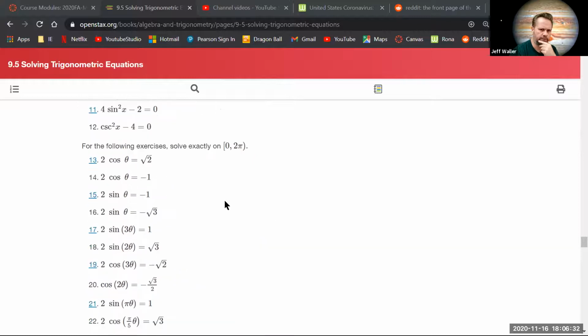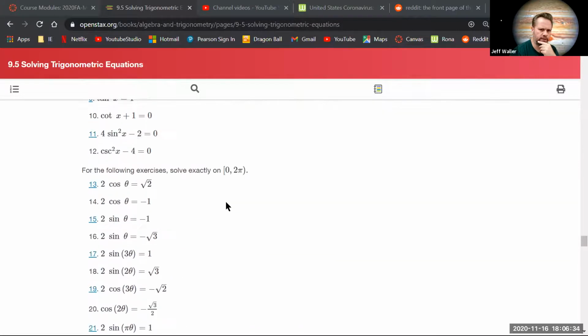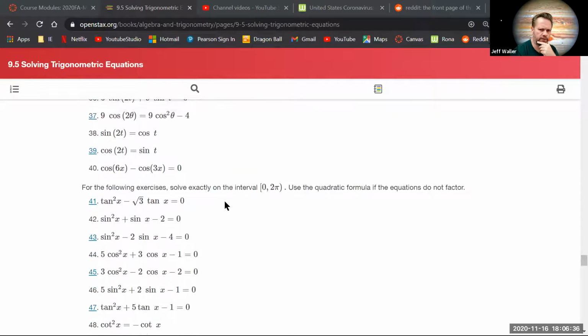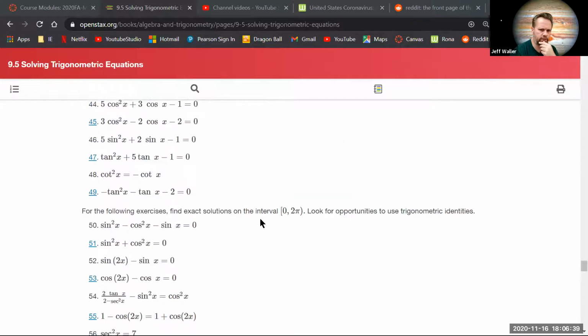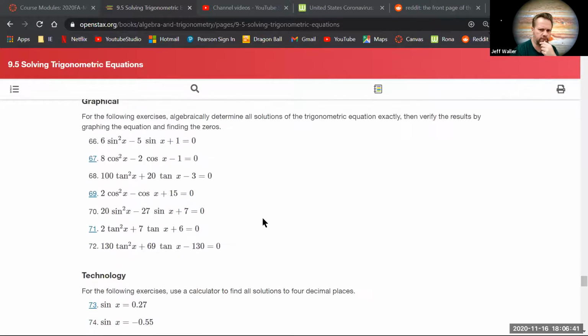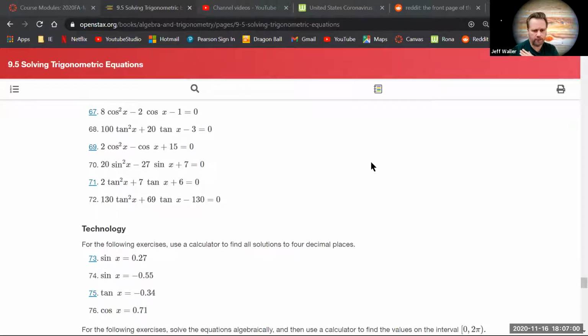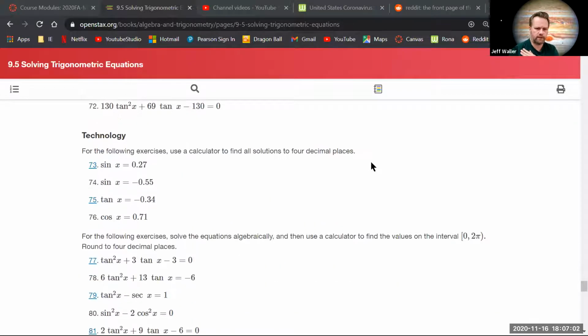Let's see real quick. Solve exactly on the interval, solve exactly on the interval. Oh, here we go. Determine all solutions of the trig equation exactly. That's a very strange one to ask you to do that. But this is one where you have to figure out all solutions, plus or minus 2 pi k, whatever it takes. They didn't give you enough of those though.